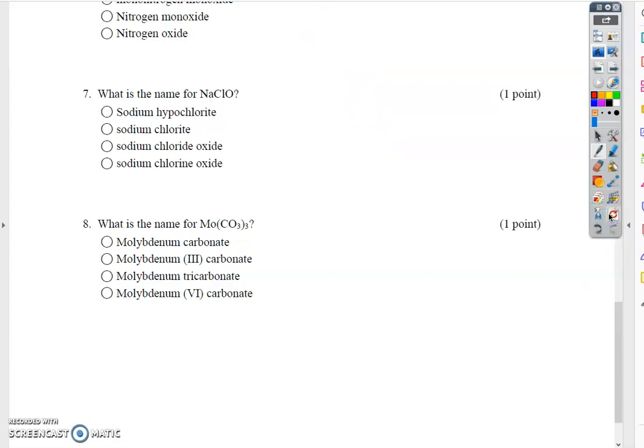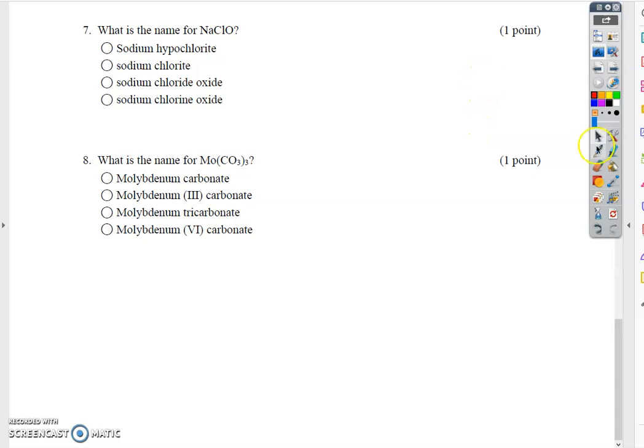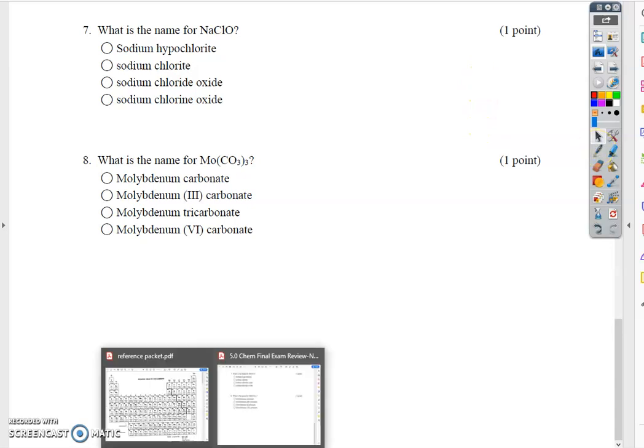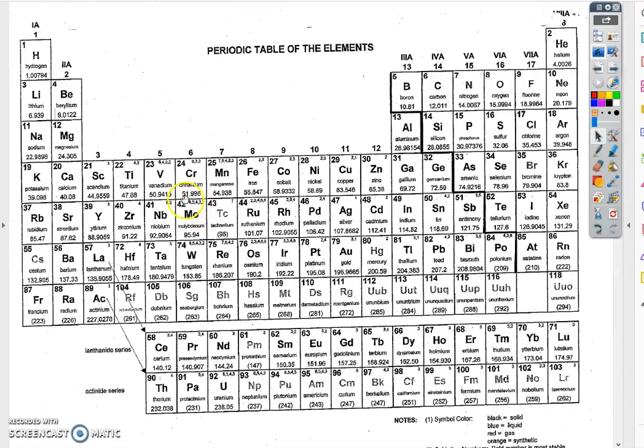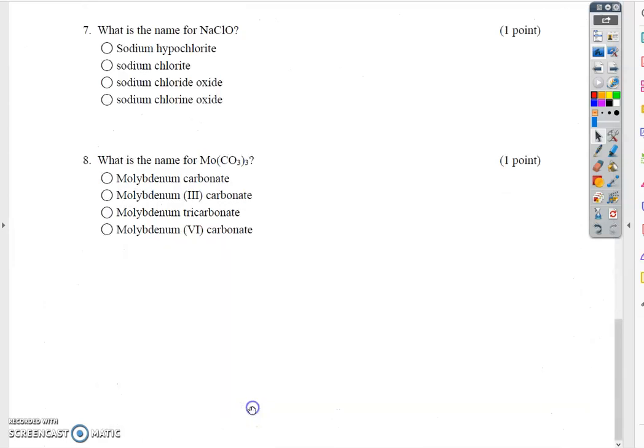MoCO3 with a 3 outside of the parentheses. Okay. Now, when we find molybdenum on the periodic table, it has several different oxidation numbers. It looks like +2, +3, +4, +5, or +6. So we definitely have to figure out which one is which. So right away, I know those two are out because they don't have oxidation numbers, and this one's out because this is using a prefix, but it's not covalent. It has a polyatomic ion in there and a metal.